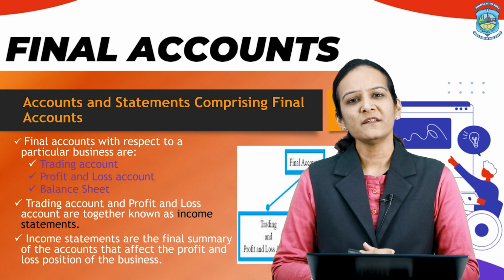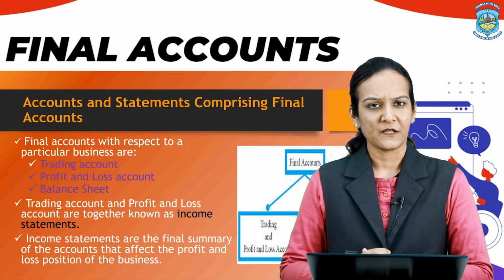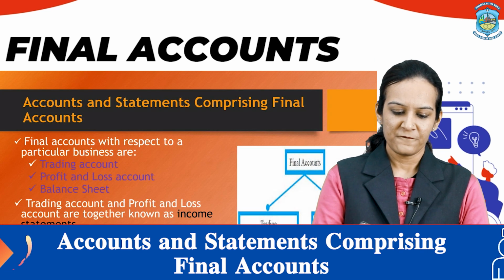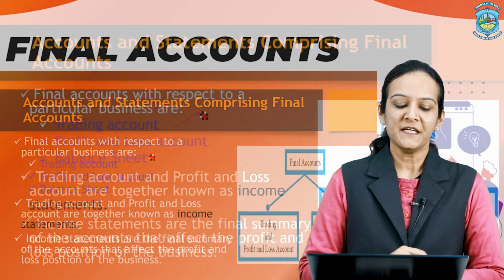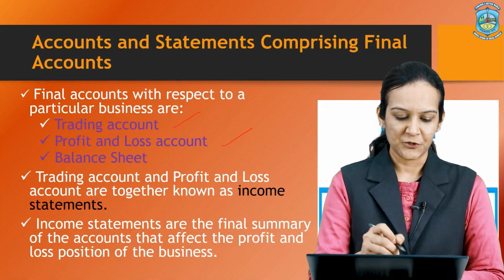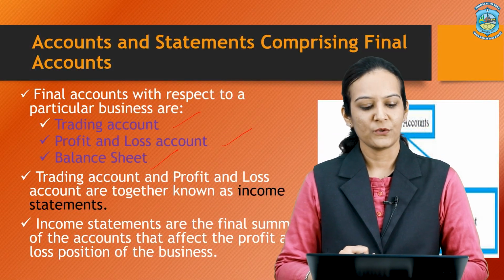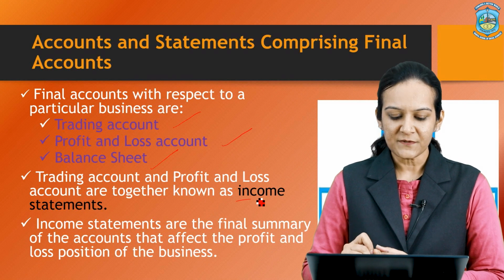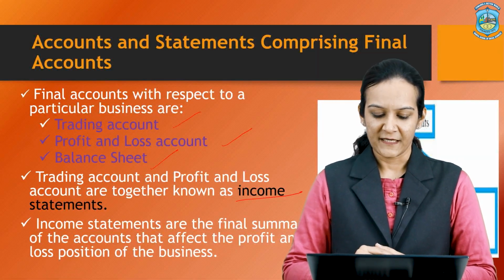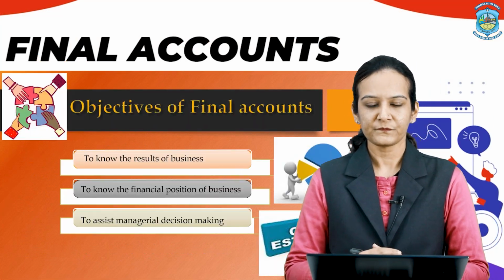Then actually what are the different accounts and statements that comprise under final accounts? Final accounts comprise of two accounts and one statement. First is the trading account, then we have the profit and loss account, and then we have the balance sheet. Now together, trading account and profit and loss account are known as income statements, and income statements are actually the statements that provide the final summary of the accounts that affect the profit and loss position of the business.